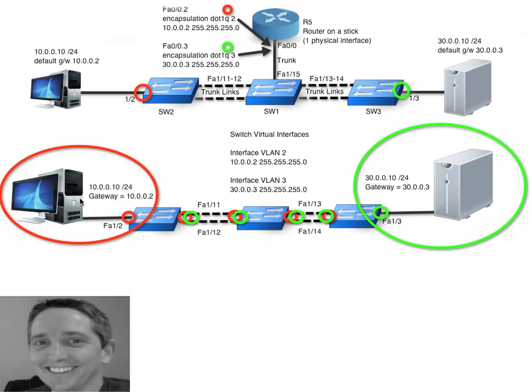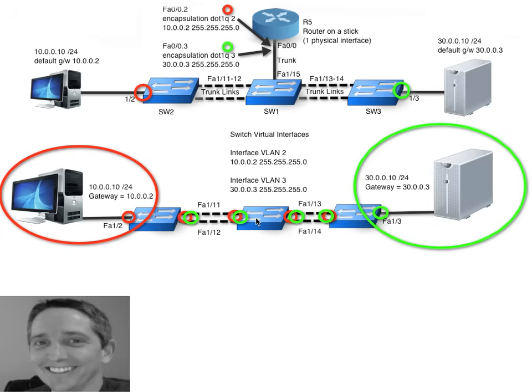Let's think about this from the PC's perspective. It's got an IP address of 10.0.0.10. It believes that its default gateway is 10.0.0.2. And you know what we should do? We should probably provide a default gateway for that client. But instead of having the router do it, we're going to go ahead and have the switch do it if it's a multi-layer switch.